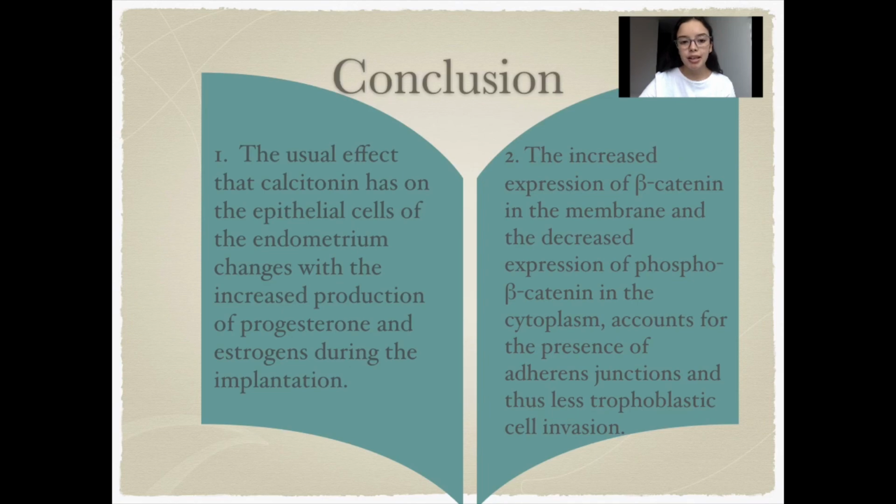So as a conclusion, it can be said that the usual effect that calcitonin has on the epithelial cells of the endometrium changes when there is an increased production of progesterone and estrogens during the implantation period. And second, we can also conclude that the increased expression of beta-catenin in the membrane and the decreased expression of phosphobeta-catenin in the cytoplasm could account for the amount of adherence junctions that we saw, and thus less trophoblastic cell invasion in the endometrium.